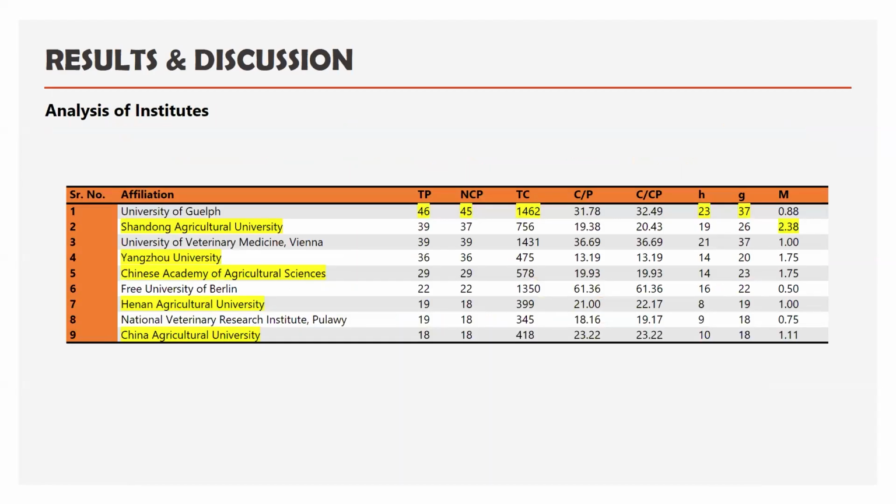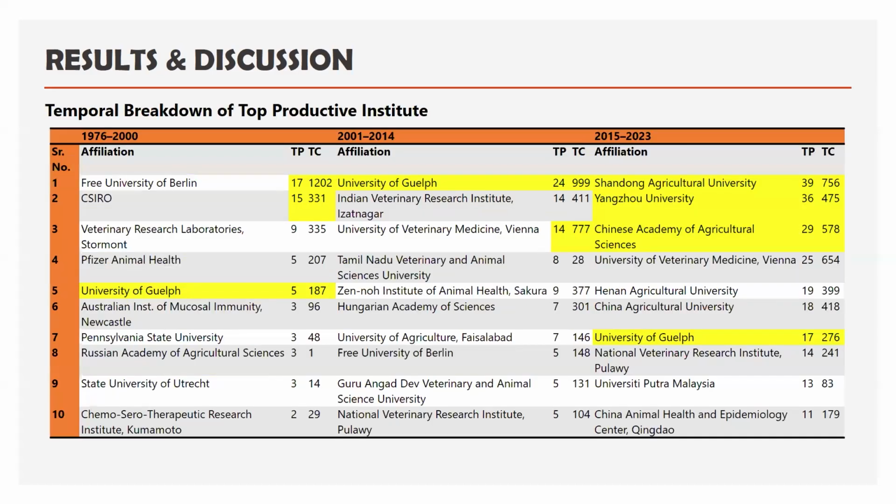Analysis of the institutes. University of Guelph produces more publications than Shandong Agricultural University, University of Veterinary Medicine, Vienna, Yangzhou University, Chinese Academy of Agricultural Sciences, Free University of Berlin, Henan Agricultural University, National Veterinary Research Institute, China Agricultural University. They are the top contributing institutes.